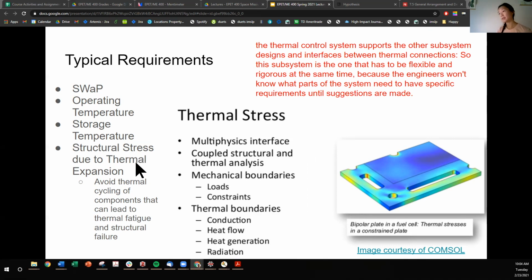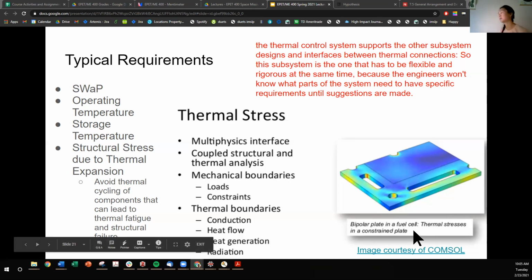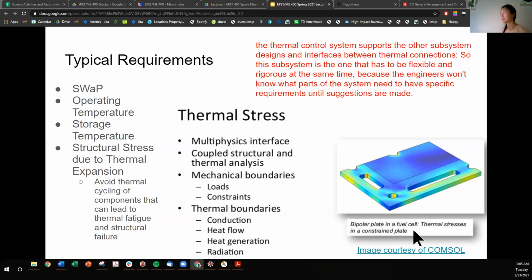The reason why you care about this is because thermal cycles can lead to thermal fatigue and structural failure, where your coefficient of thermal expansion causes your component, like this fuel cell, to shrink and expand, but these different nodes are constrained due to bolts or whatever confining geometries. And because of that thermal expansion, there's some structural stress and therefore structural fatigue that you need to worry about. So there's a question here.